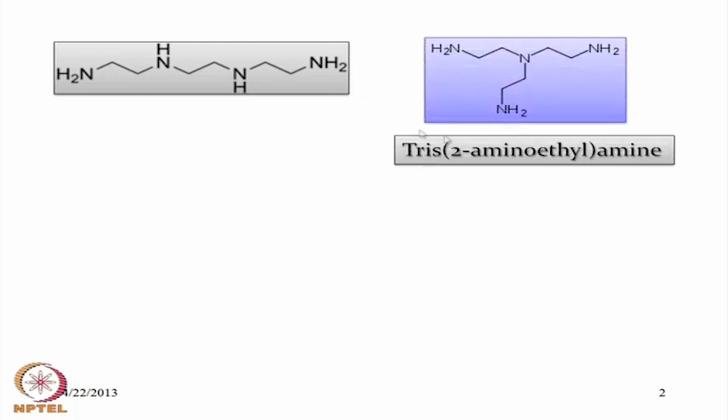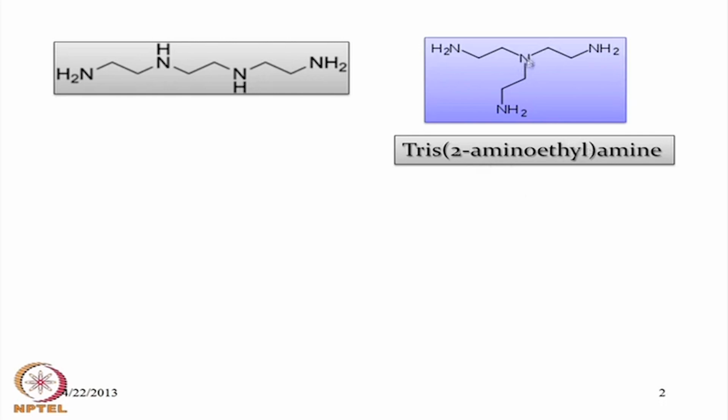This is another form of this particular N4 ligand, which is known as tris 2-aminoethylamine. So, this is the central nitrogen which is connected by 3 aminoethyl backbones.